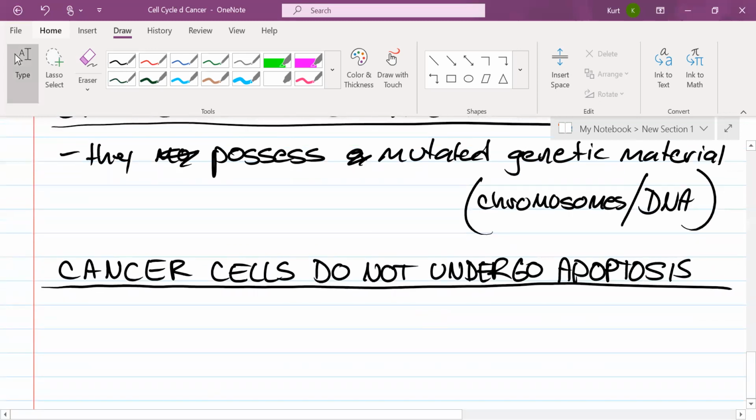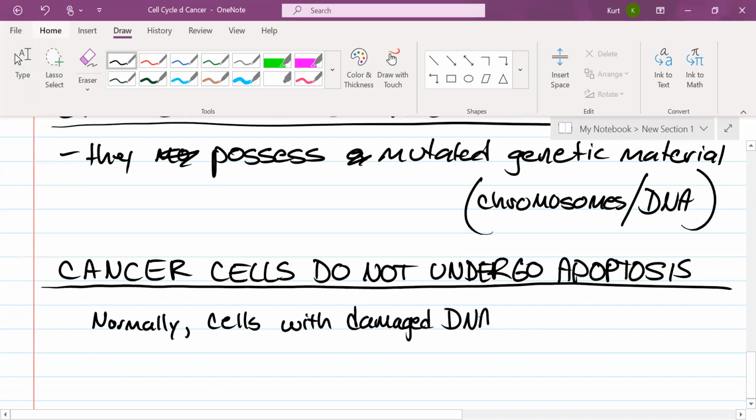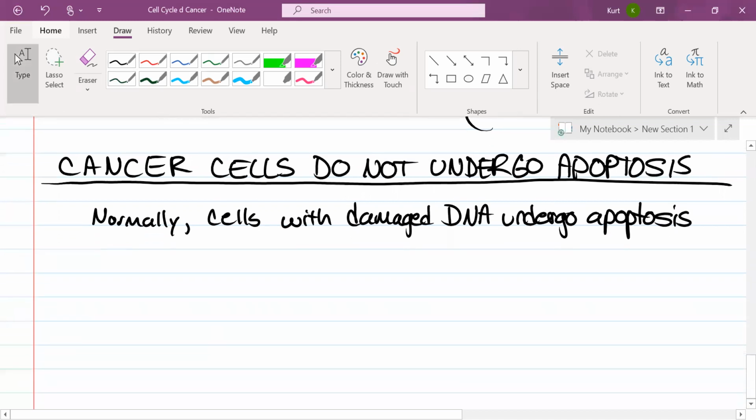Every time I see that film, I wonder if they thought of cancer when they came up with this plot point of him coming back and multiplying himself. Normally, cells that have damaged DNA undergo apoptosis. Cancer cells don't play those rules.